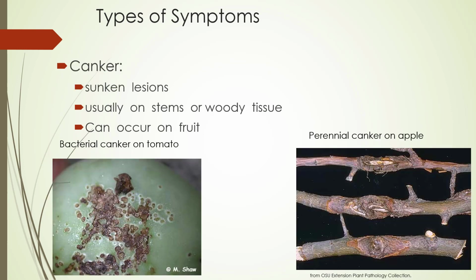Cankers are sunken lesions, usually on stems or woody tissues. It can occur on fruit. Here we've got bacterial canker on tomato, and then perennial canker on apple on the stems, and this is a fungal disease.